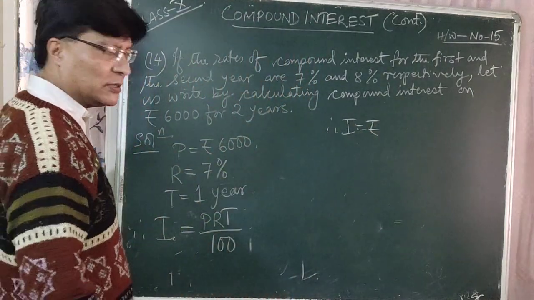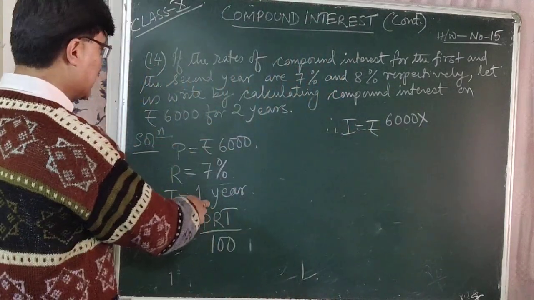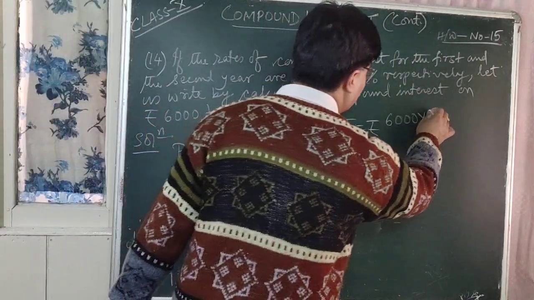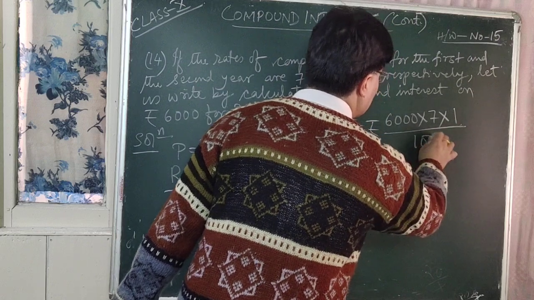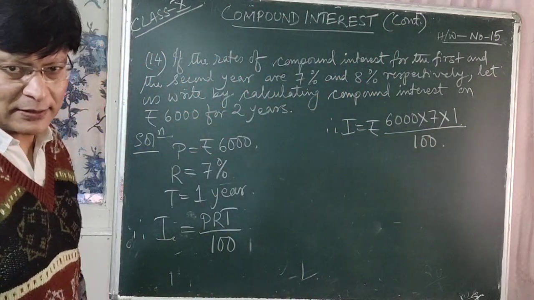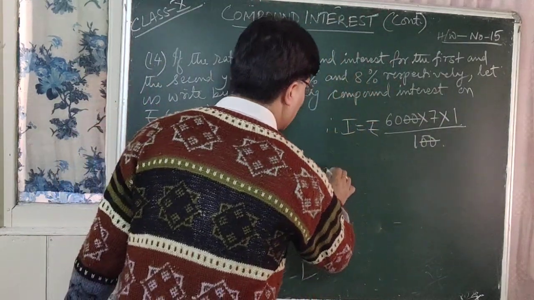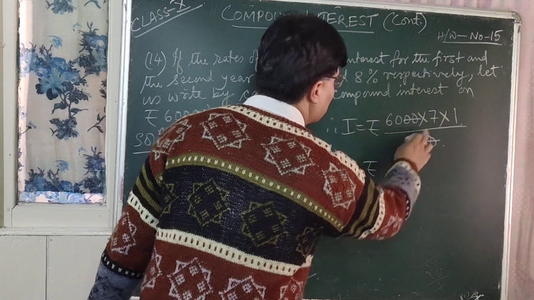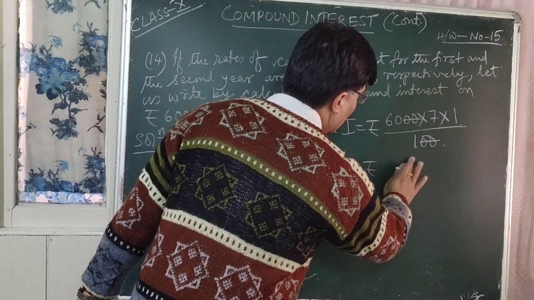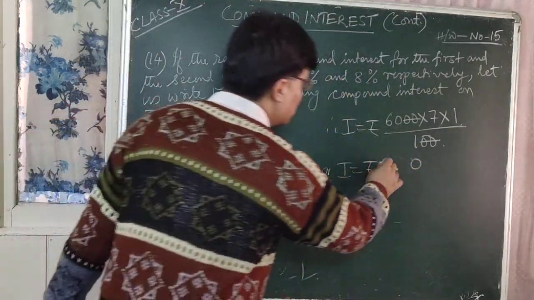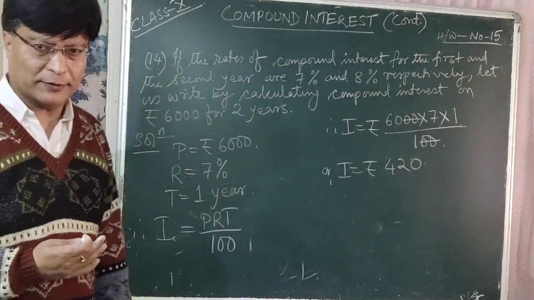So therefore I is equal to rupees, what is the principal here? 6000, into the rate for the first year, 7, into the time, 1, divided by 100. Is that clear? So the double zero gets cancelled, and I is equal to rupees 7 zeros are 0, 7 sixes are 42. So this is the interest for the first year.